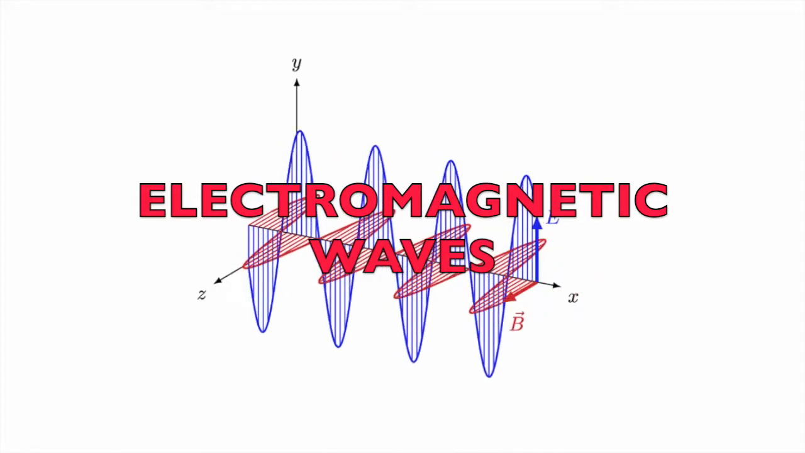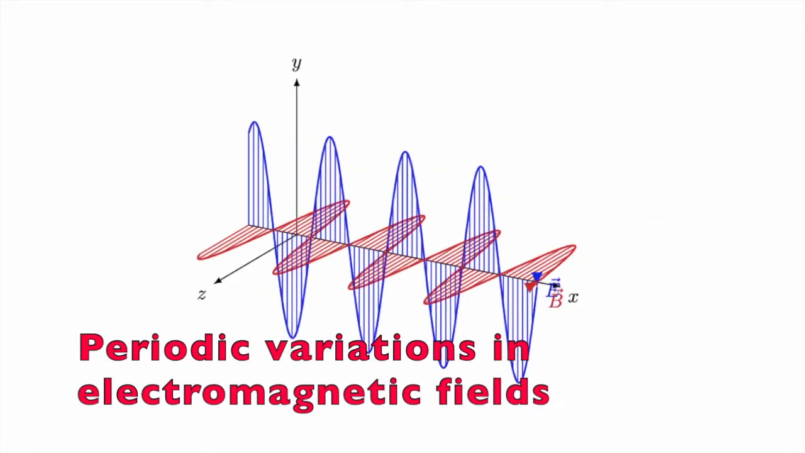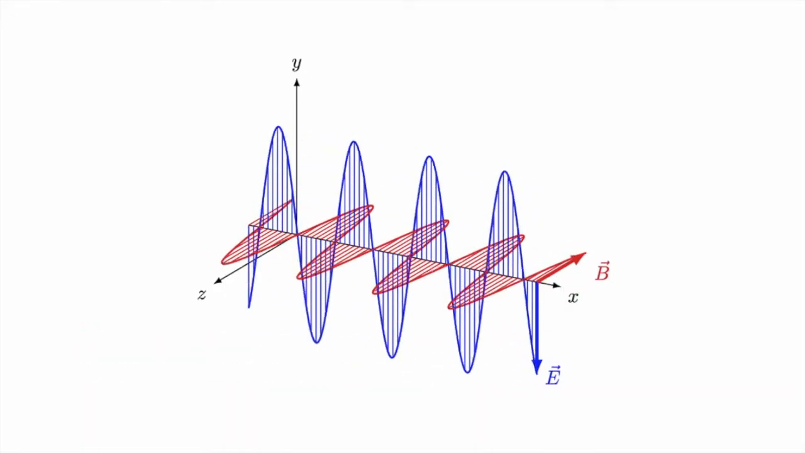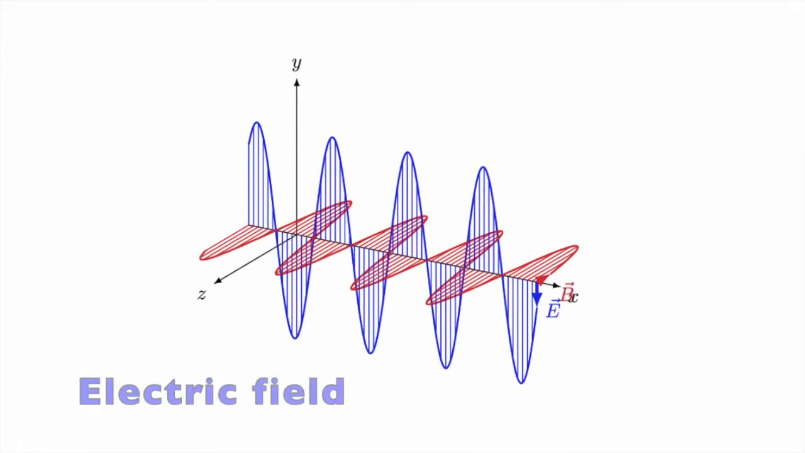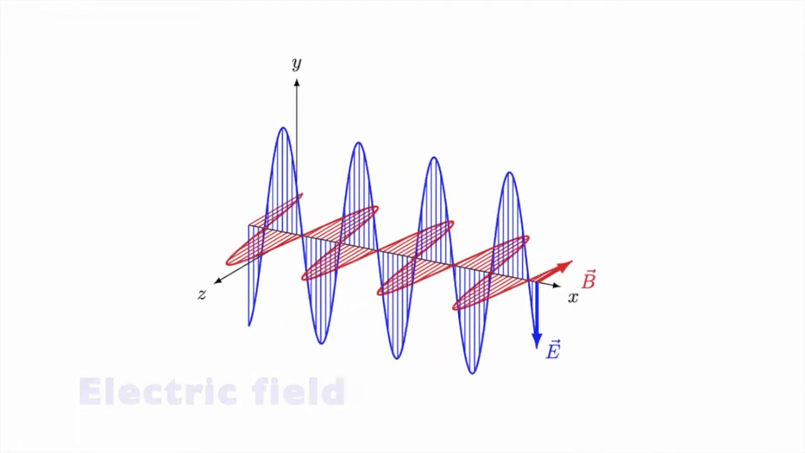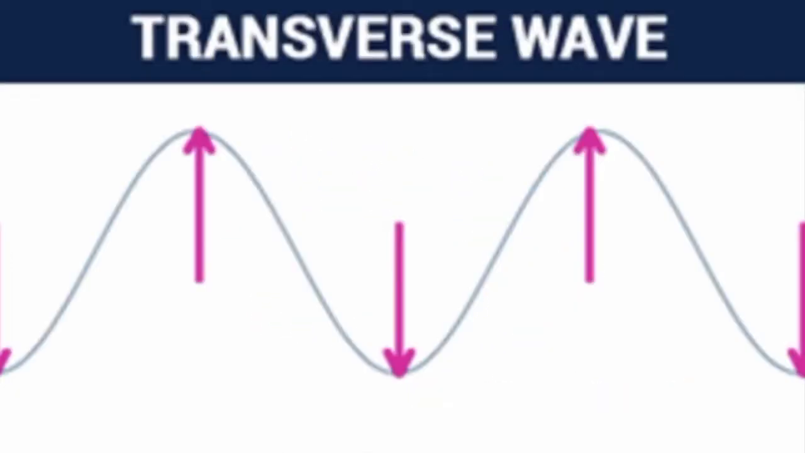Electromagnetic waves, which is what we're interested in, are periodic variations in electromagnetic fields. An electromagnetic wave does not need a medium to travel through. It consists of an electric field that oscillates in step with a perpendicular magnetic field. Electromagnetic waves are transverse waves.